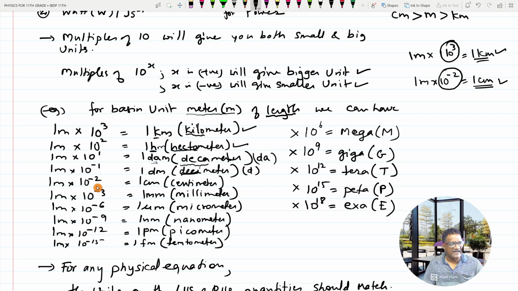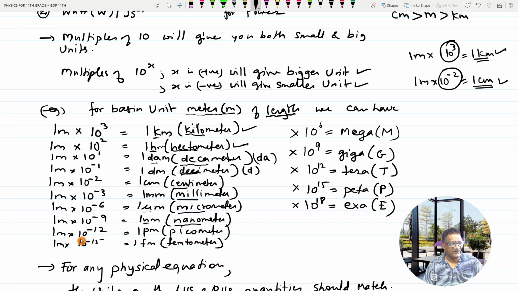Then 10 raised to minus 2 will be called centi, so 1 centimeter. 10 raised to minus 3 will be called milli, so 1 mm, 1 millimeter. Then 10 raised to minus 6 is written as micro. This mu stands for micro, so 1 micrometer will be 1 mu m. Then 10 raised to minus 9 will be nano, 1 nm. This N stands for nano, 1 nanometer. It is 1 meter into 10 raised to minus 9.